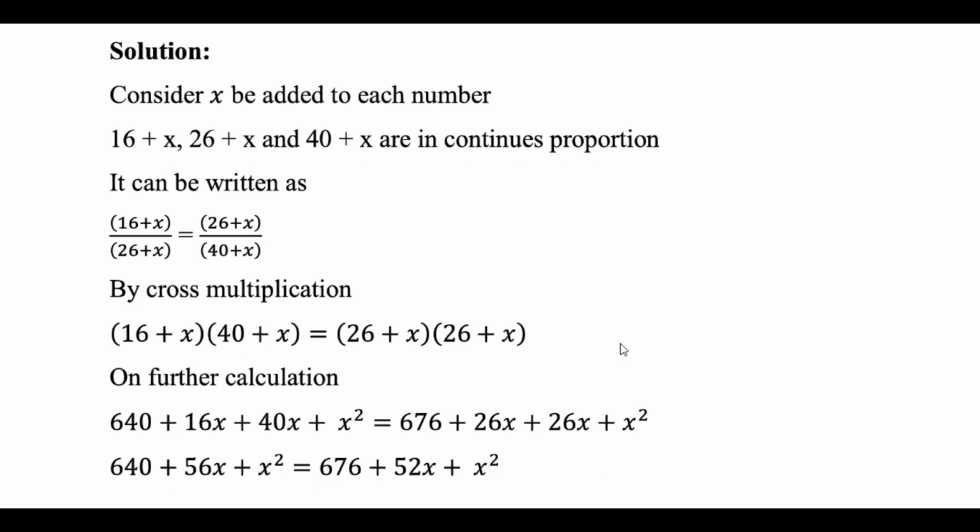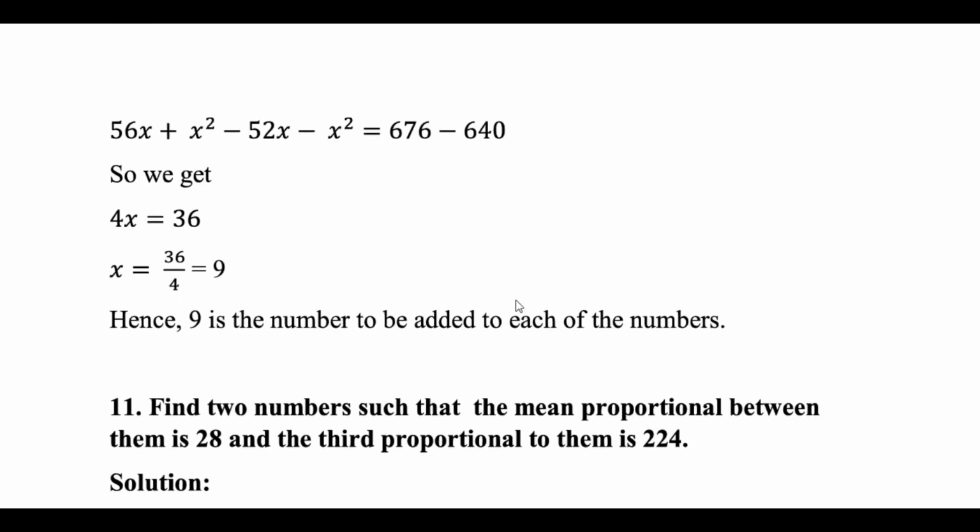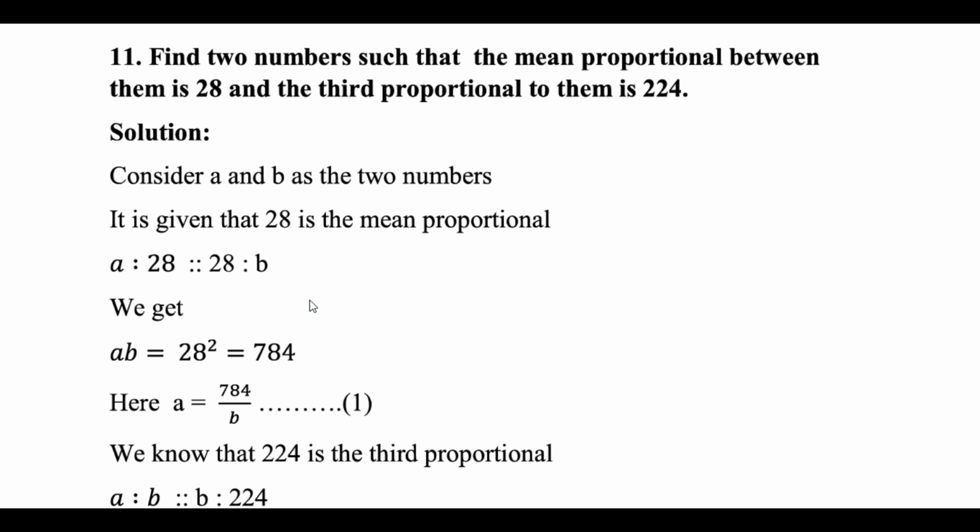After that, you will get this much. After that, a little bit of further calculation and simplification. You will get 4x is equal to 36. So x is equal to 36 by 4, that is 9. So 9 is the number to be added to each of the numbers. Come to the next problem.